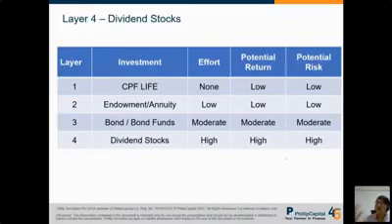I want to talk about the traditional way to get passive income. And don't forget, when you choose what to invest in, it's also based on how much effort you are willing to put in and how much potential return and potential risk you want to take. Like I mentioned, if you don't want to put in any effort, just go for CPF Life. If you want to put in some effort, then you have to discuss with your advisor to pick a good endowment or annuity fund. Then that's it.